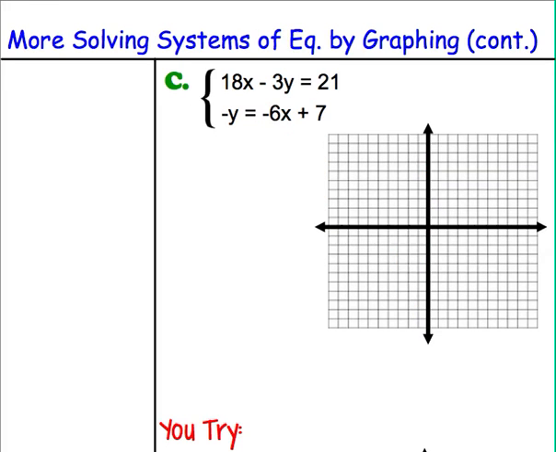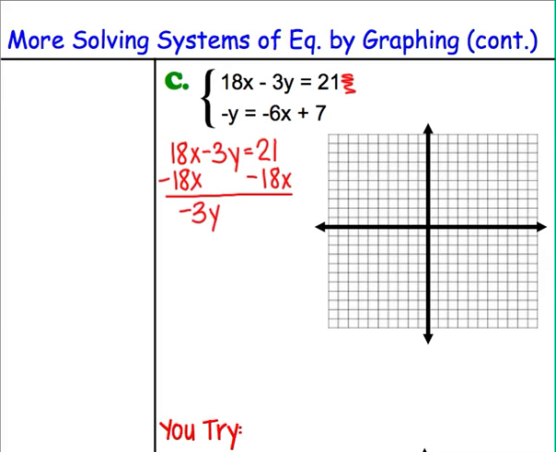So now let's look at another example here. It's kind of a special one here. We've got it all mixed up. So let's start off with our red equation. We have 18x minus 3y equals 21. We're going to start by subtracting 18x from both sides, which gives us negative 3y equals negative 18x plus 21.